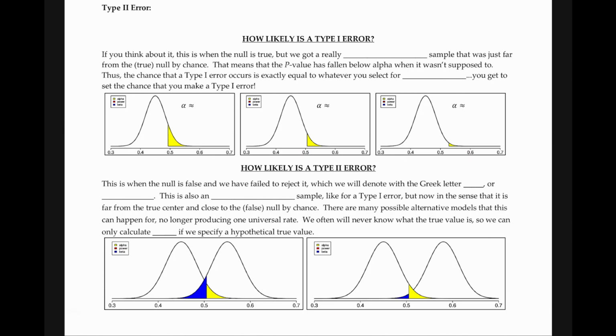And so we're going to talk a little bit about that after this. So let's talk about this. What's the likelihood of making a type 1 error?